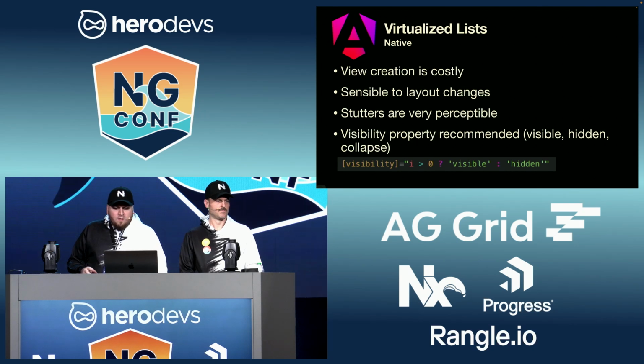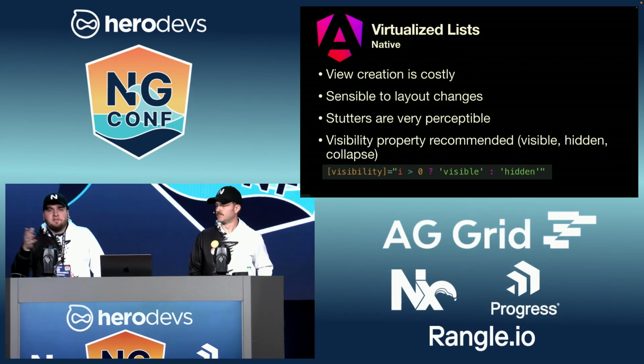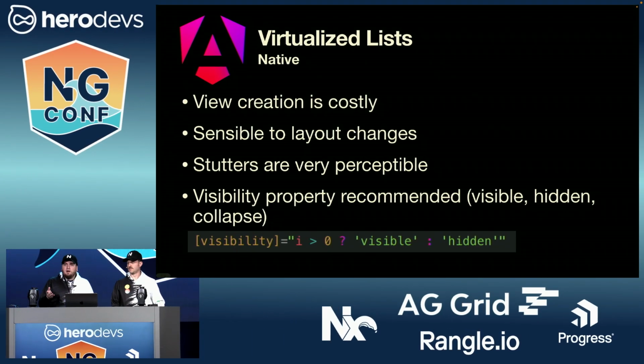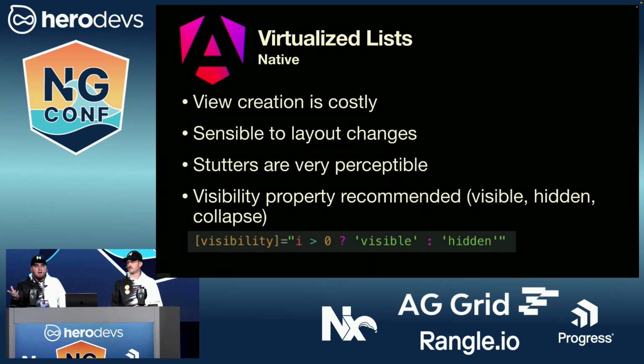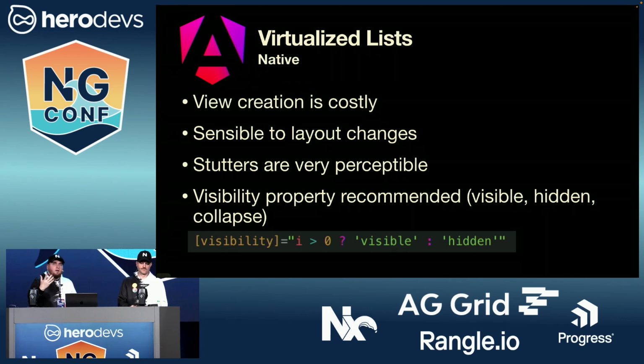So we usually use the visibility property from NativeScript, which allows us to choose whether we want something visible or hidden, right? There's also collapse. Hidden would be just hidden from sight, and collapse would also affect the layout.